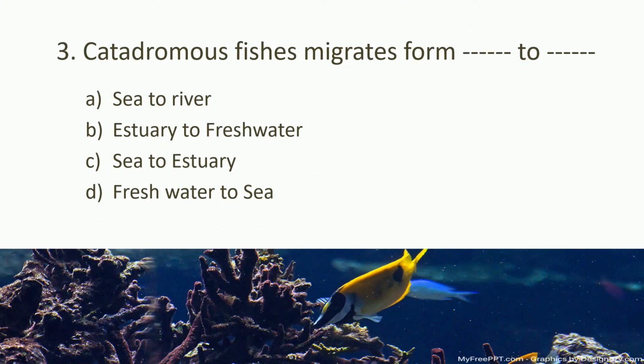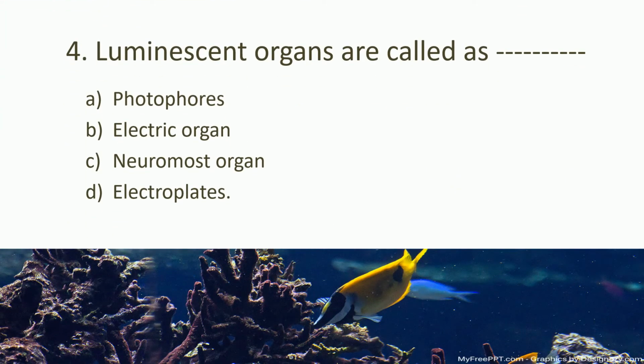Third MCQ, catadromous fishes migrate from dash to dash. A, sea to river. B, estuary to freshwater. C, sea to estuary. And D, freshwater to sea. And the right answer is freshwater to sea. Catadromous fishes migrate toward the sea water. Fourth, luminescent organs are called as A, photophores, B, electric organ, C, neuromast organ, D, electroplates. And the right answer is photophores.